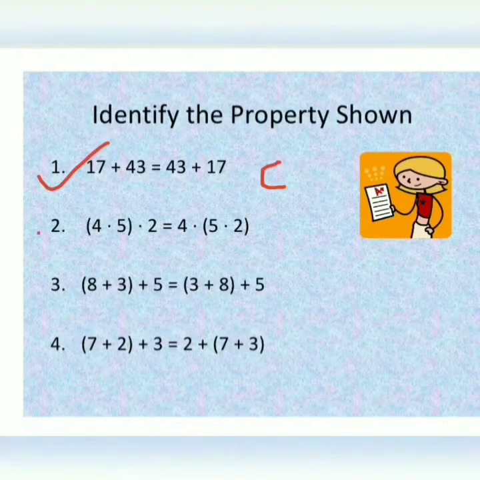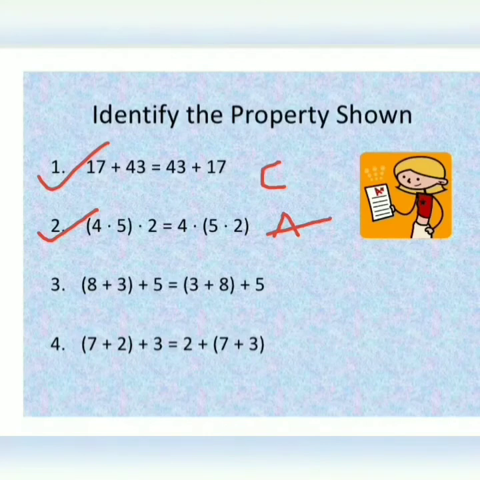Now see the second. In the second, we have 4 into 5 within the bracket into 2 outside the bracket, and on the RHS side we have 4 outside the bracket into 5 into 2 within the bracket. So which property is this? Can you tell me? Yes, this one is the associative property.